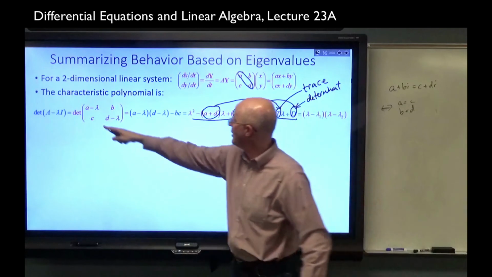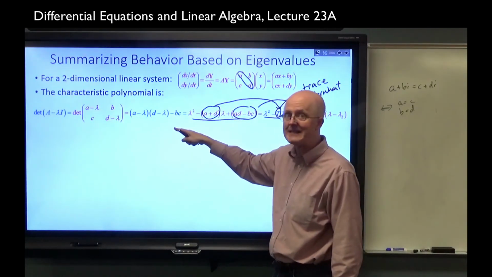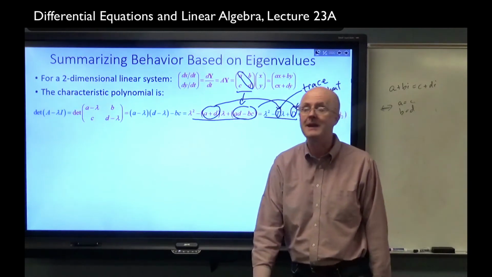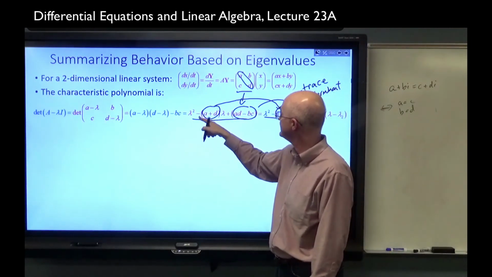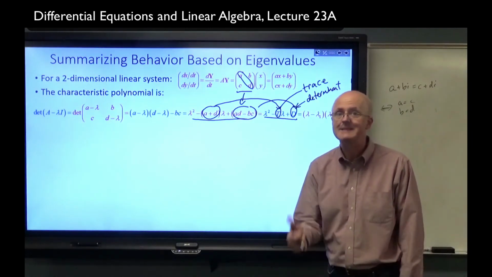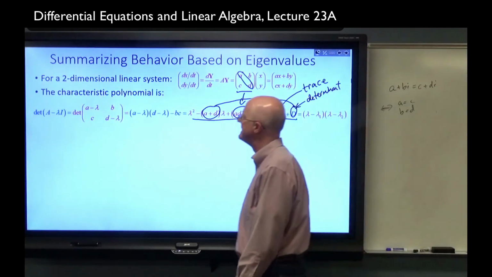Guess what? You no longer have to go through this calculation again unless I ask you to. You can jump right from the matrix to the characteristic polynomial because you know the lambda term is negative trace times lambda and the constant term is the determinant. Save time and work when you do that.